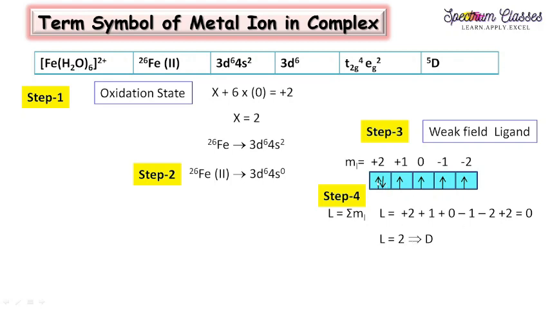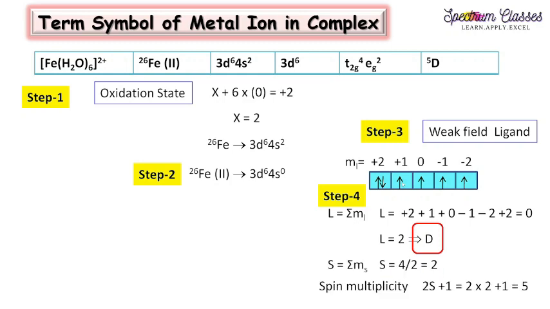This is a trick actually. If all the orbitals are half filled, they cancel out, because we ultimately get 0, and the next electron gives the value. So it has a +2 value, and corresponding to 2 we have the D term. Now 4 unpaired electrons are there, so the answer will be 5D. But in between, if you want to check, you can check through this. So the term symbol is 5D.